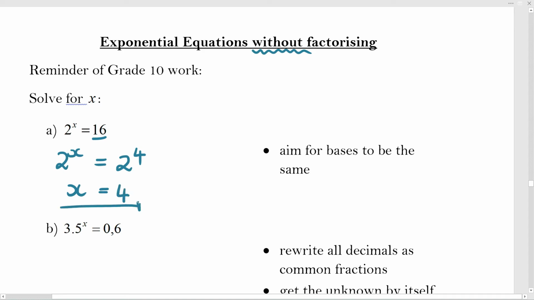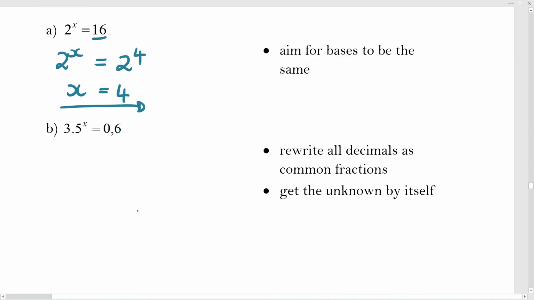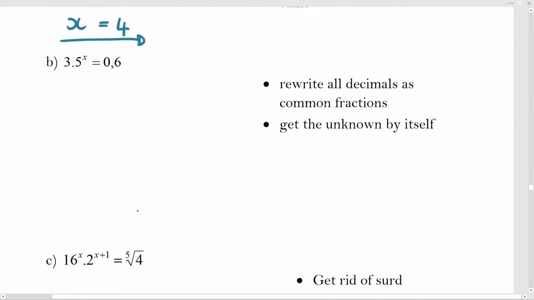Okay, for the next one, a decimal is not going to be useful here, so as previously, we need to change the decimal into a common fraction, which I can have as 6 over 10 or 3 over 5. And here I've got 3 times 5 to the x. So what you might remember is that you can't multiply the 3 and the 5 because the 5 has an exponent and the 3 does not have exactly the same exponent.